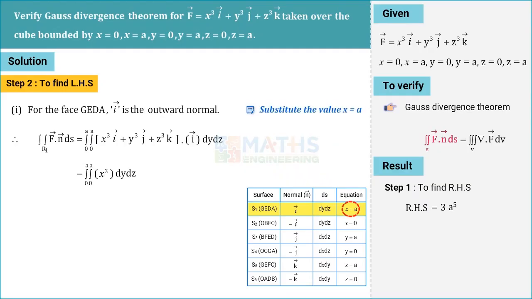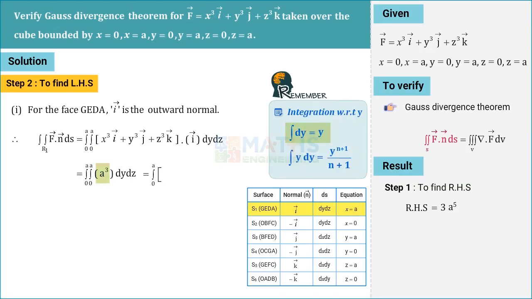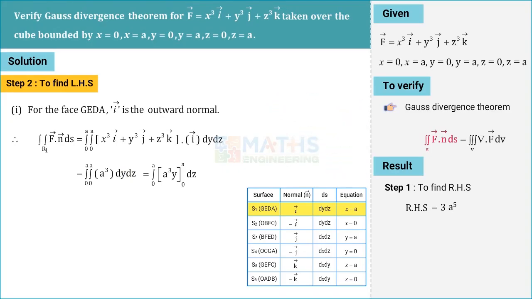What is x value on this surface? x is equal to a. So we have a cube. a cube is a constant. Now we are integrating with respect to y. So integral of dy is y. Limit varies from 0 to a. We are applying the limit in the place of y, upper limit value minus lower limit value.